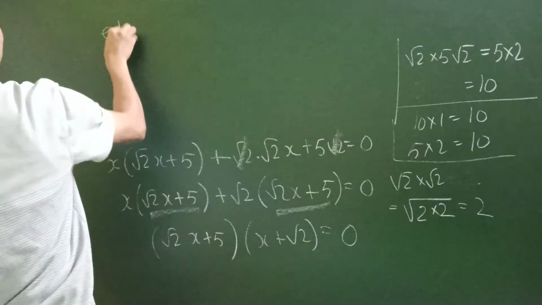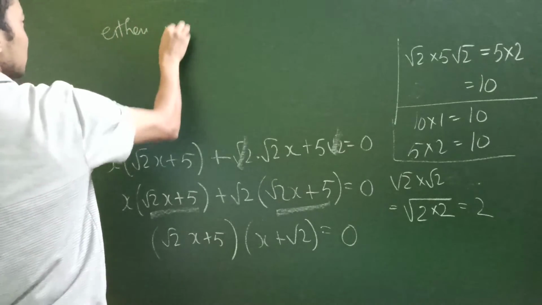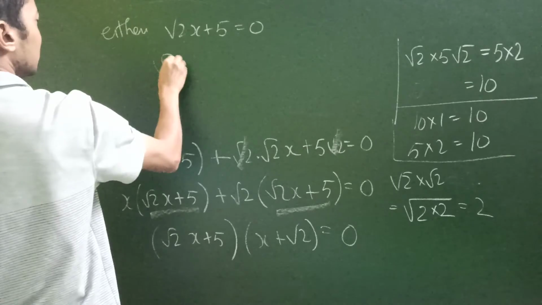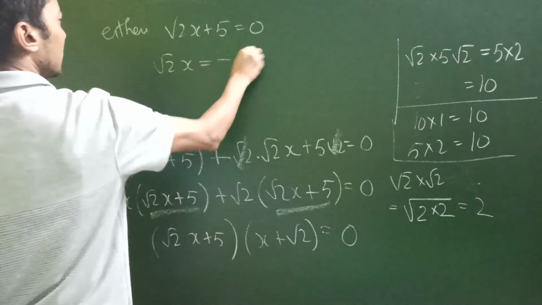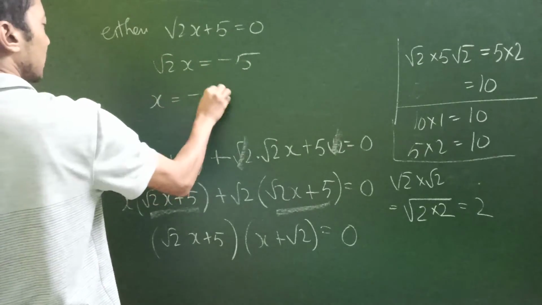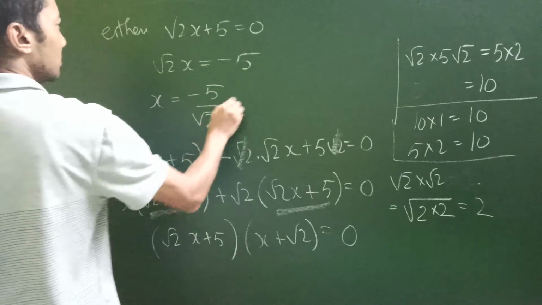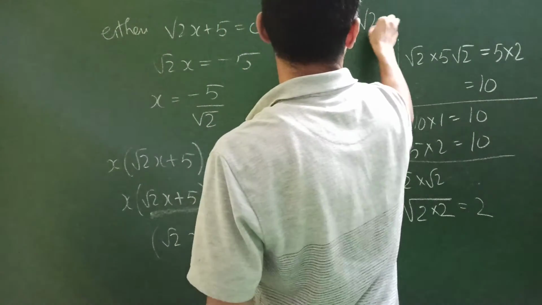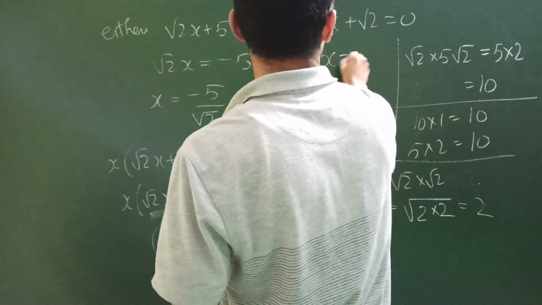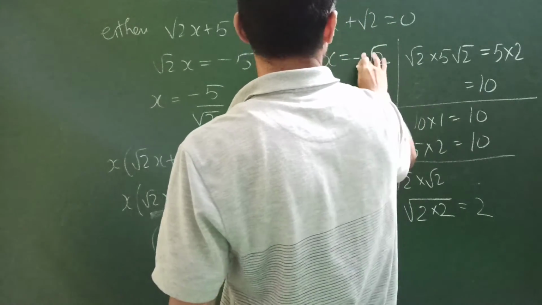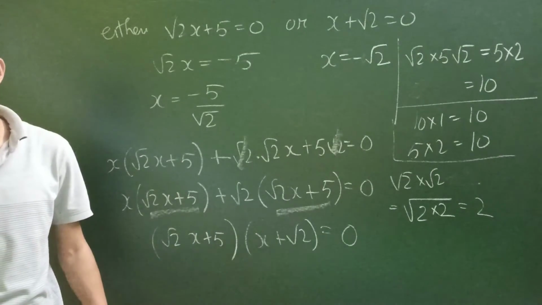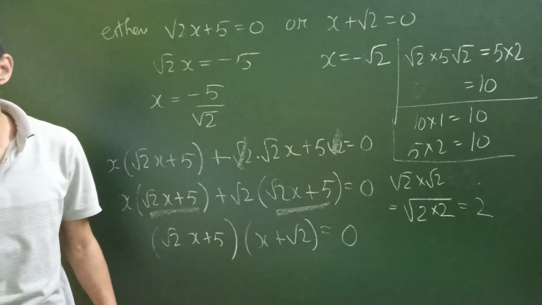So either root 2x plus 5 equal to 0, so root 2x equal to minus 5, x equal to minus 5 upon root 2, or the other value was x plus root 2 equal to 0, that means x equal to minus root 2. So these will be the two roots of the quadratic equation.